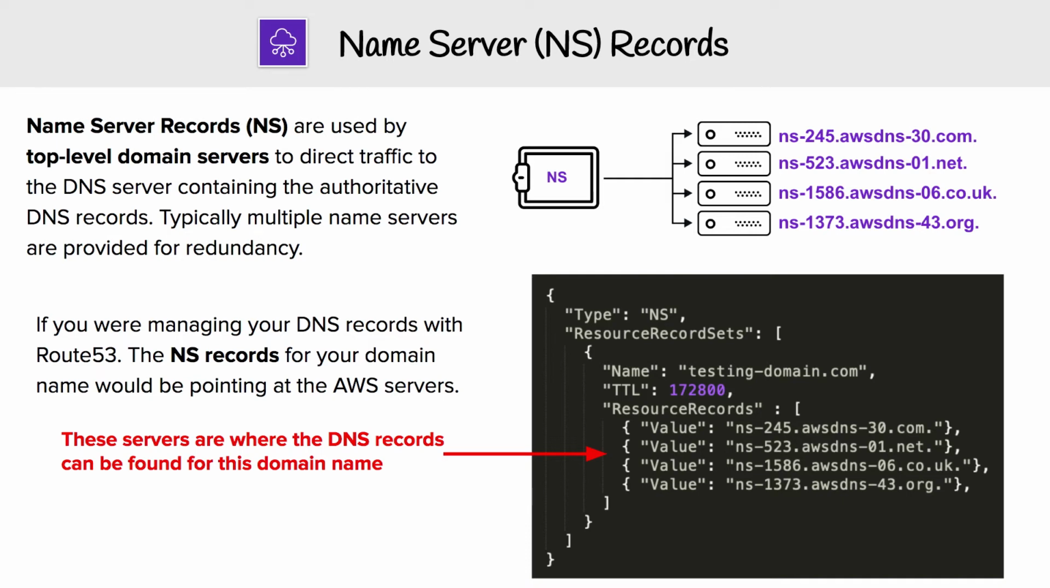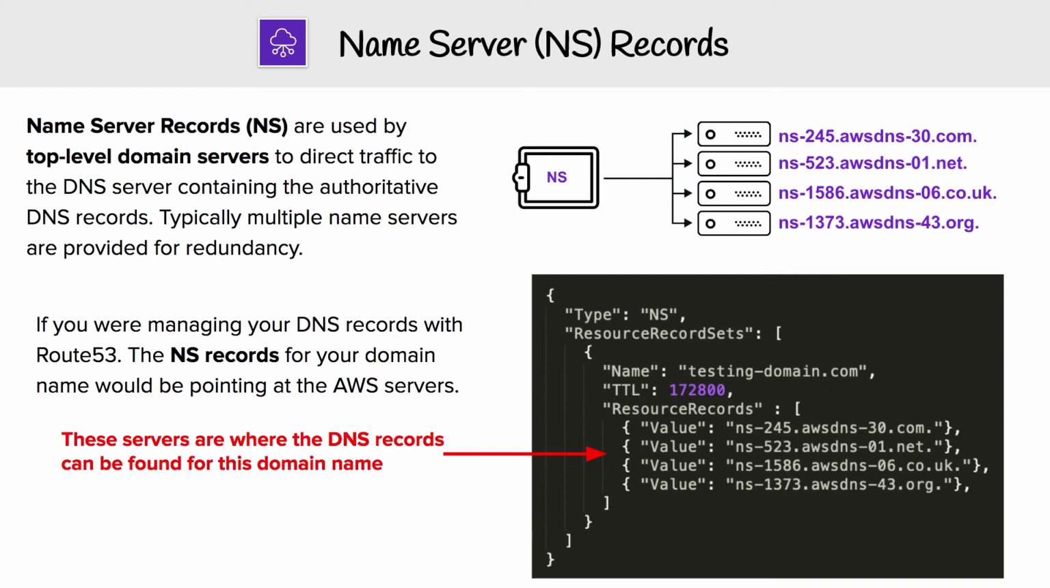Typically, you're going to see multiple name servers provided as redundancy. So like with GoDaddy, they're going to give you two. With AWS, you're going to have four. But the more the merrier, okay? And so you can see an example down below here.